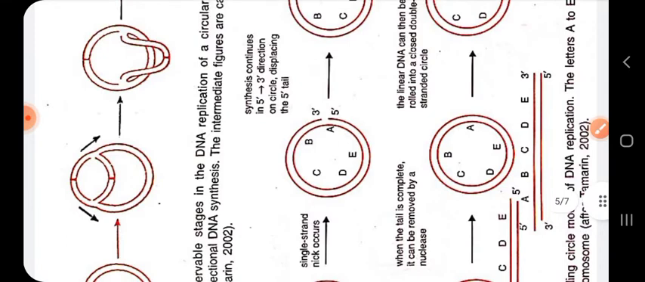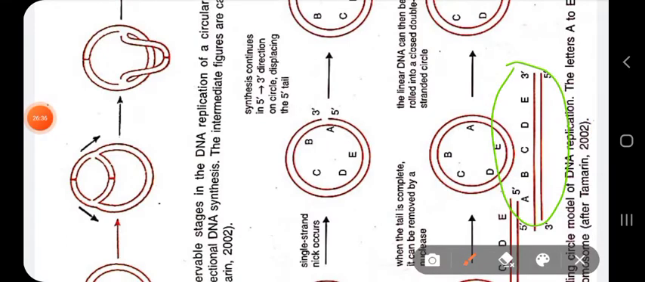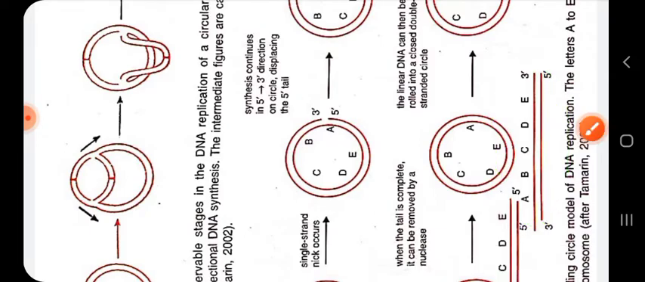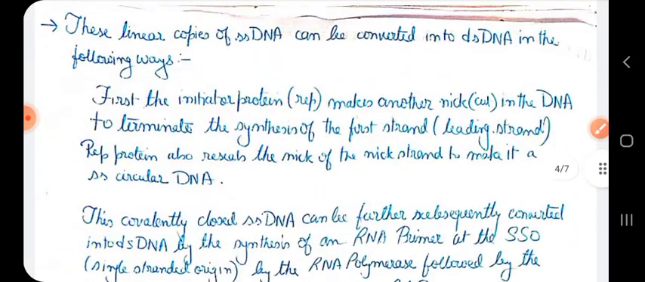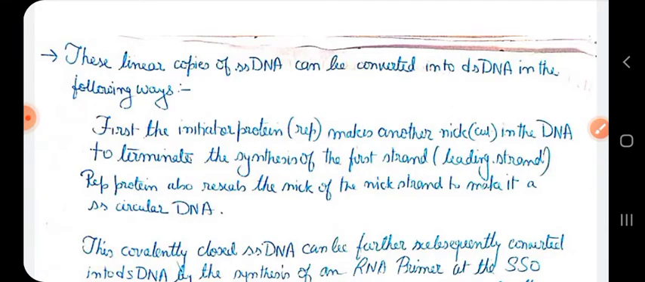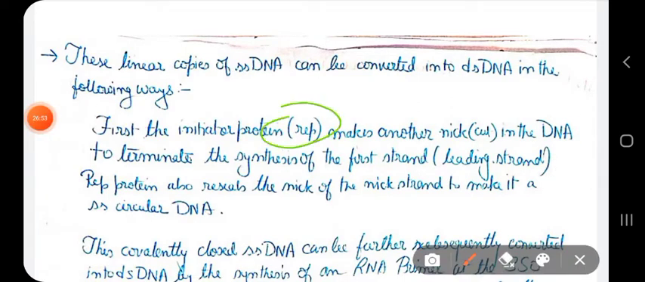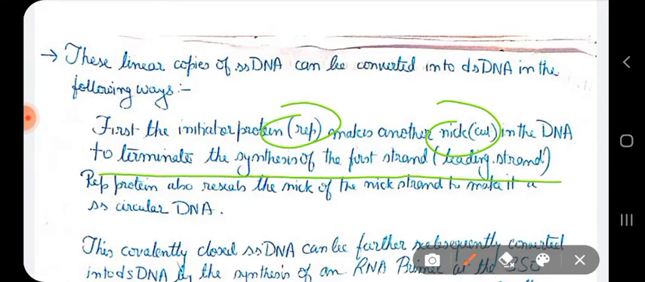And then finally that linear DNA will again be converted into circular DNA by different ways. Some ways have been mentioned here. One of the ways has been mentioned here. Let us see that way. First, the initiator protein, in the case of plasmid it is the Rep protein, makes another nick in the DNA to terminate the synthesis of the first strand, which is the leading strand.